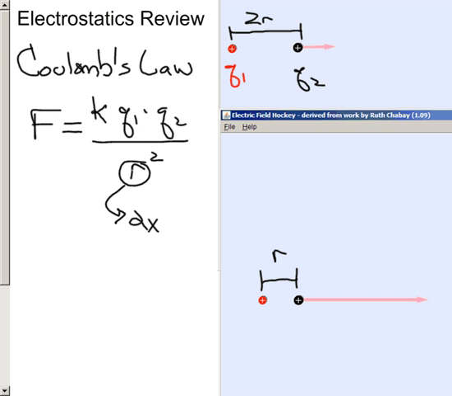The force is not just 1/2 of the original value. Right? Because this is an exponential function or an inverse square law, when that radius becomes twice as much as it was before, the force actually becomes 1/4 of its original value.